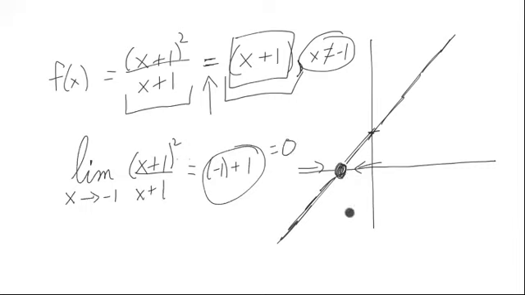So we can find the y value that we're getting close to simply by canceling things out and changing things algebraically until we get something where we can plug in. That is the idea of taking a limit. So we can think about the y value of holes very nicely with limits.